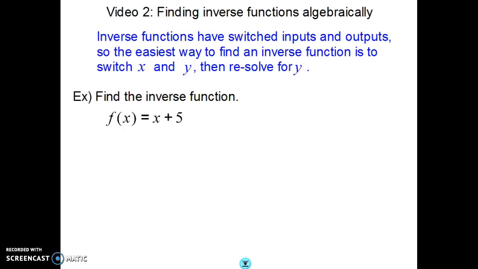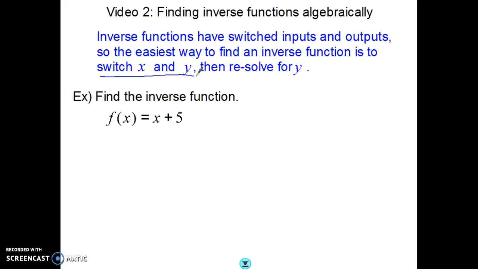In video 2 of this lesson, we'll be looking at how to find inverse functions algebraically. Now, in video 1, we discussed the idea that a function and its inverse have switched inputs and outputs. So fortunately, that gives us a pretty easy way to find inverse functions. We can just switch x and y, and then resolve for y so that it looks like that's our output again.